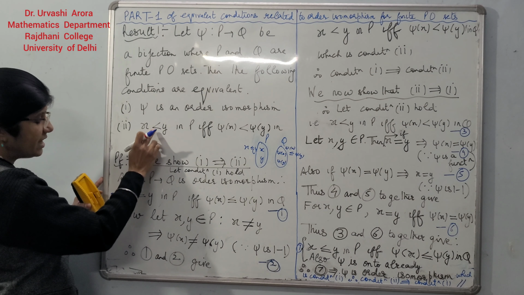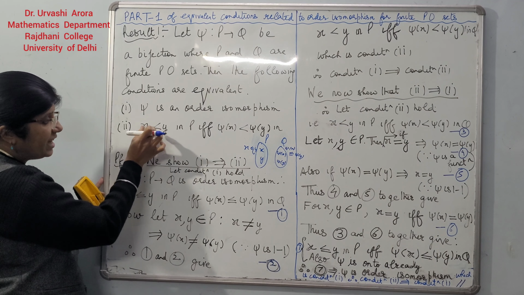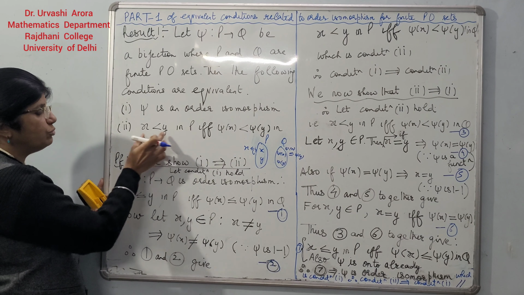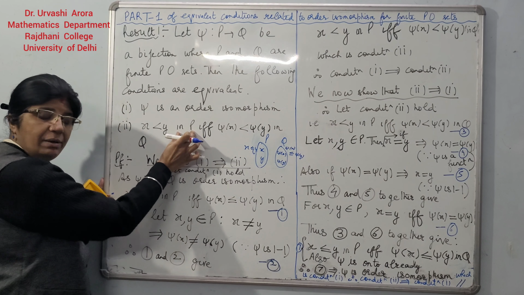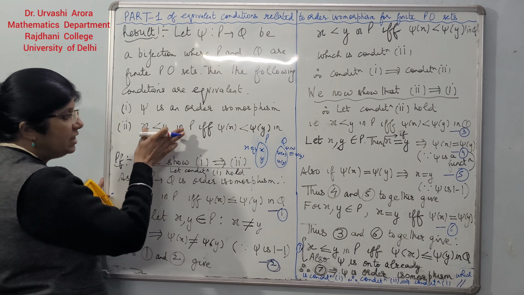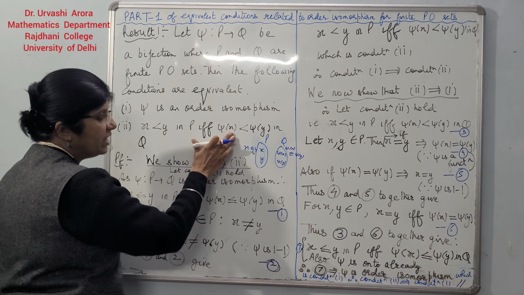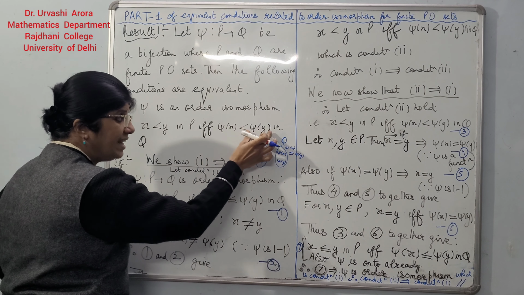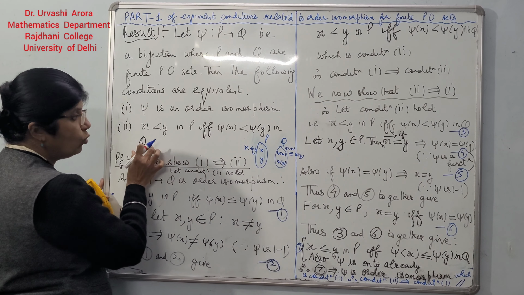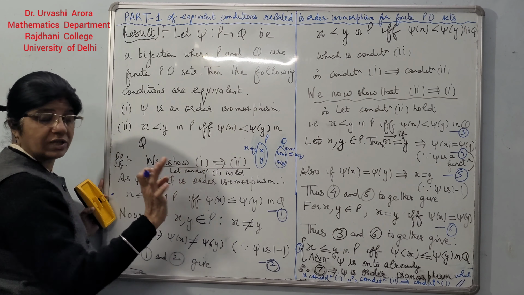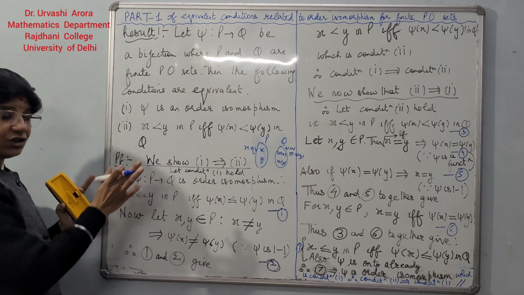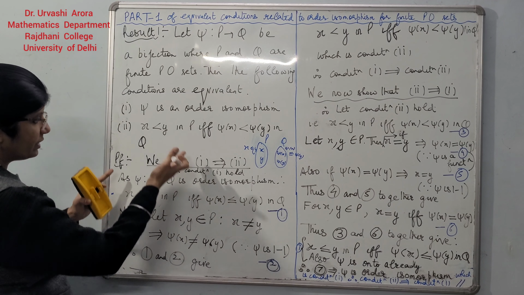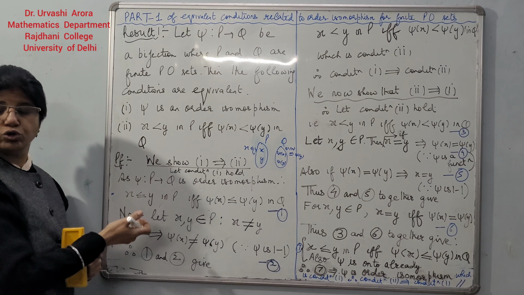So we just have to show that if x is strictly related to y in P, which means that if x is related to y in P but x and y are not equal, then this implies and is implied by that their images also behave in the same way, which means that psi x is strictly related to psi y in Q, but psi x is not equal to psi y in Q. So you have to show the strict relation. Of course, we have got this, but the relation has to be strict to show condition 2.